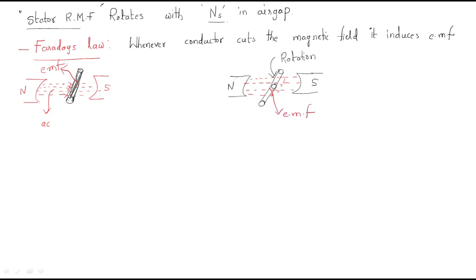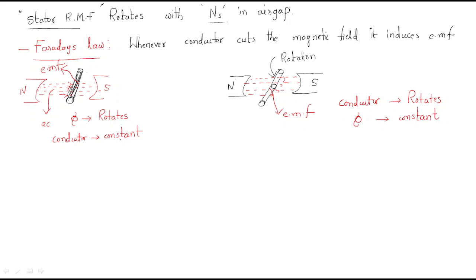In this case, the flux rotates. What about the conductor? The conductor is constant. Then EMF induces. In the other case, the conductor rotates, the conductor is in rotation and the flux is constant. Then EMF induces.